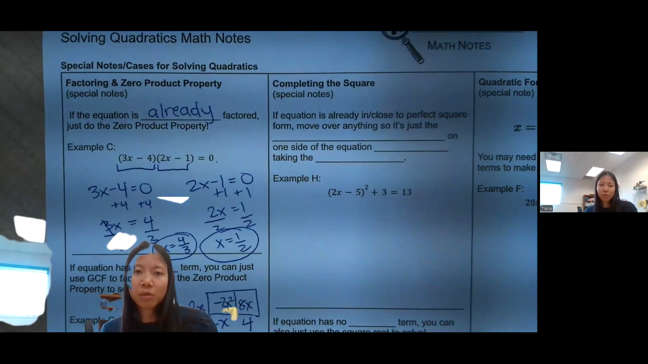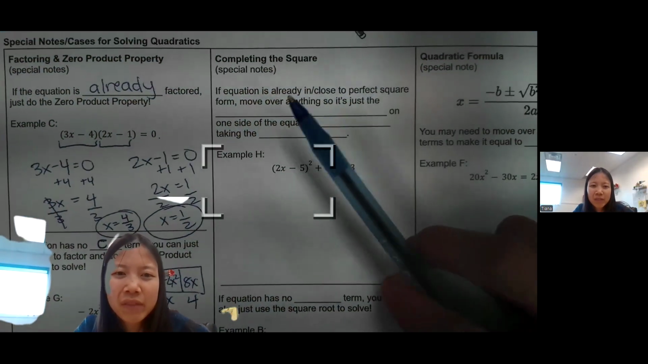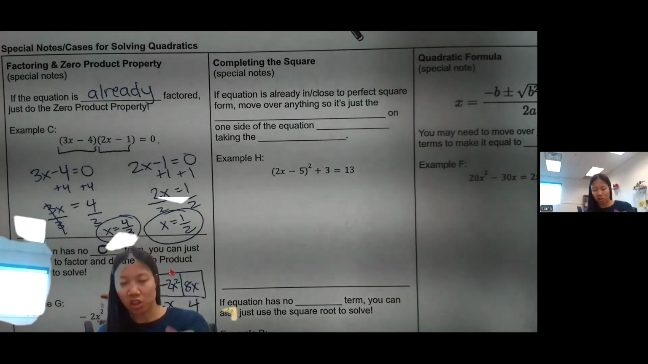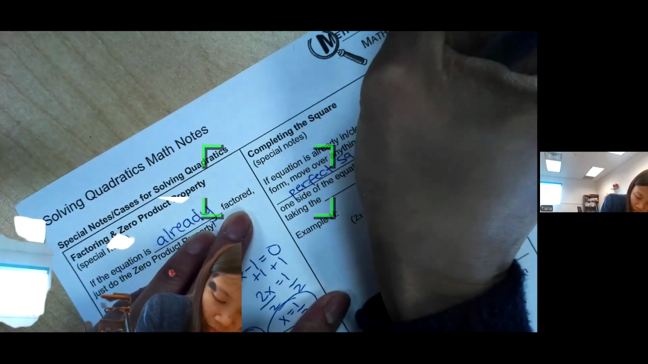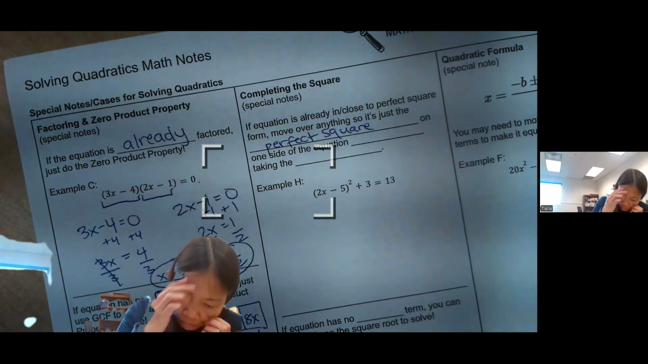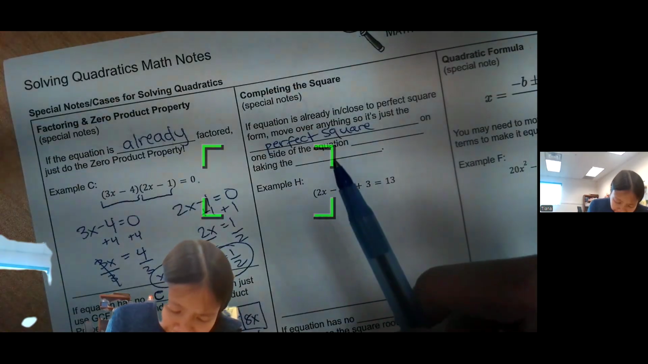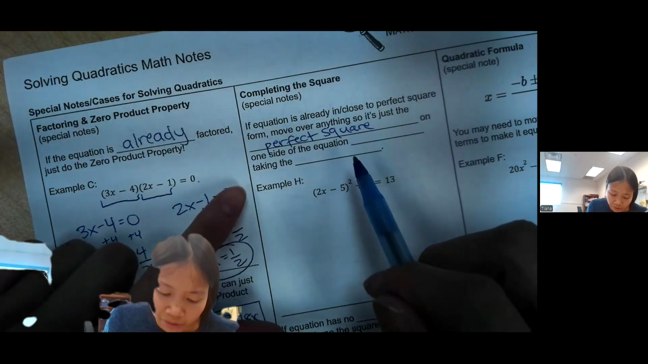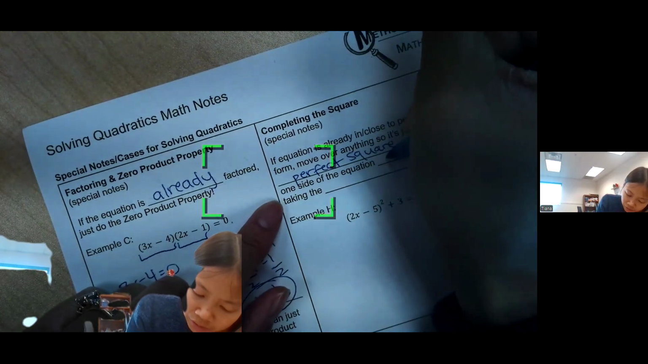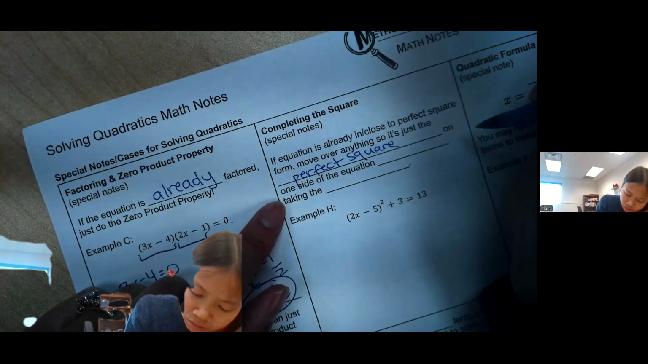Okay, let's look at completing the square. Here's some special notes for completing the square. If an equation is already in or close to perfect square form, move over anything so it's just a perfect square on one side of the equation. And then you can just solve by taking the square root.